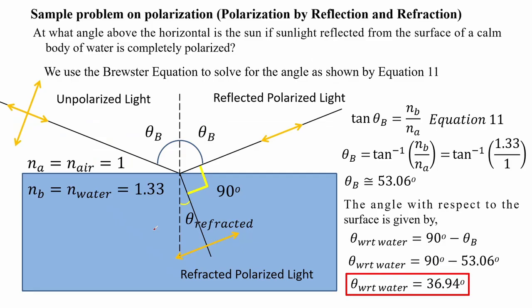Here we sample problems on polarization by reflection and refraction. At what angle above the horizontal is the sun if sunlight reflected from the surface of a calm body of water is completely polarized? We use the Brewster equation to solve for the angle as shown by equation 11. We then deduct it from 90 degrees and we get that the angle is 36.94 degrees. This is the angle from the surface of the water.